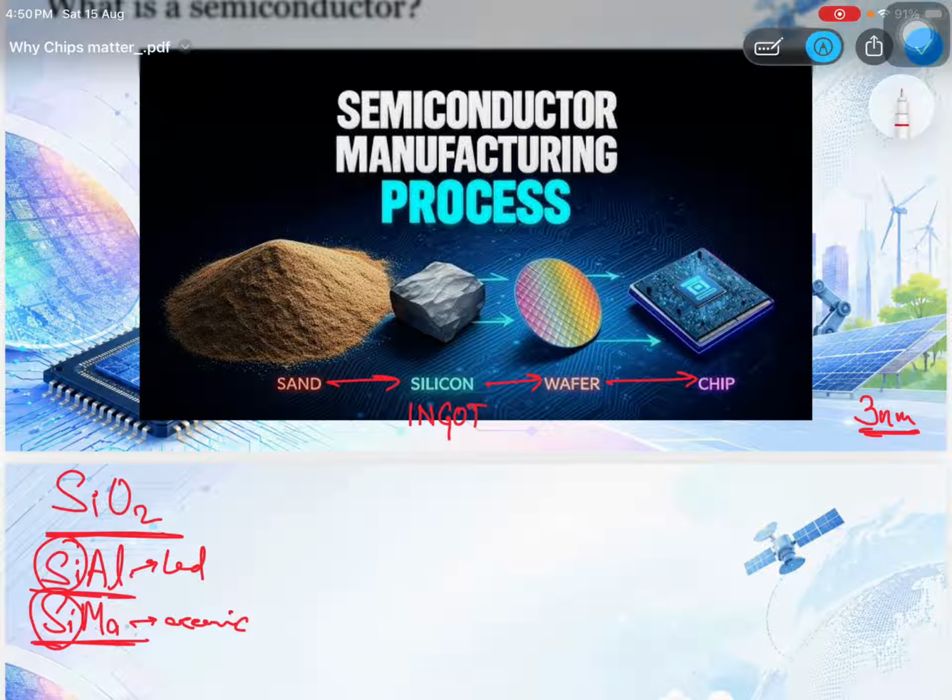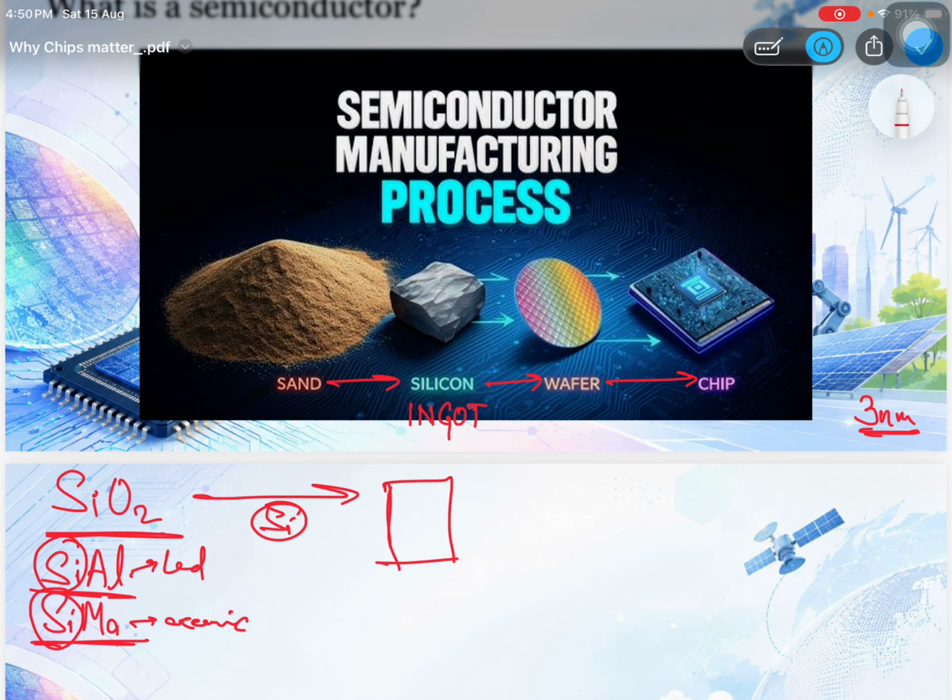From sand we extract silicon, and we get, you can say, a brick made up entirely of silicon. This thing is known as an ingot, silicon ingot. This is just a technical word which you should know, all right. And from the ingot, what we do is actually slice this ingot. Just imagine there is this brick and you are slicing it, all right.